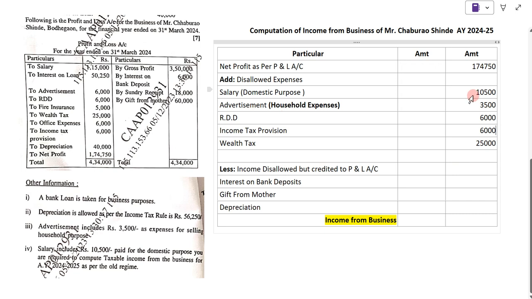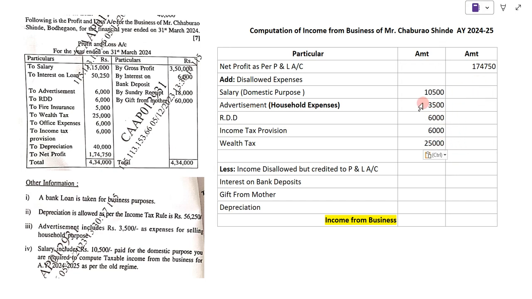Okay, so now add all these things, the total. The total of all this is 51,000. Now add net profit and the total of disallowed expenses, we get 2,25,750. From this we have to less the income which is disallowed but credited to P&L account.